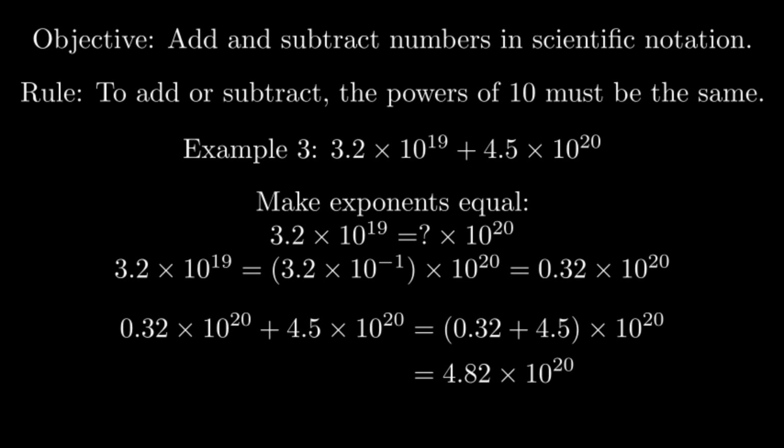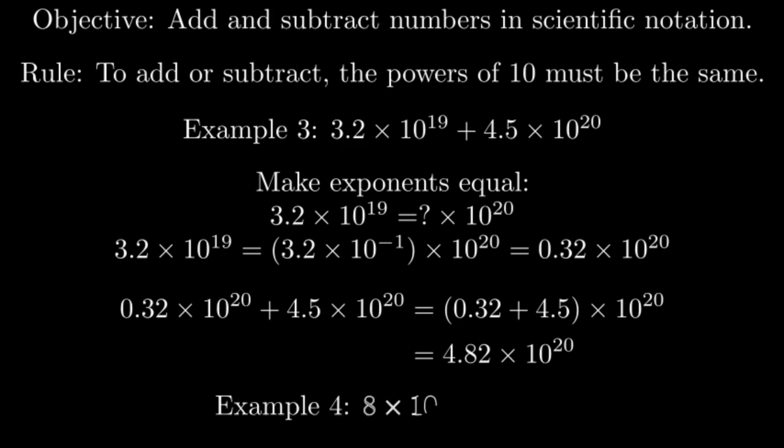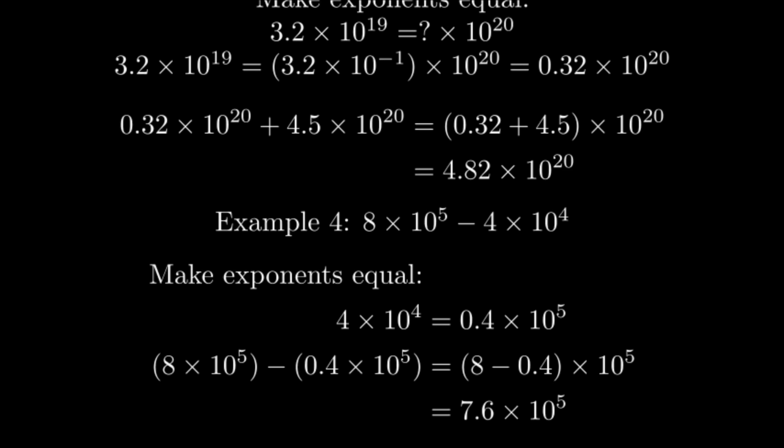The same exact principle applies to subtraction. Let's do a quick subtraction example. Consider 8 times 10 to the 5th minus 4 times 10 to the 4th. Again, the exponents are different. We'll convert the smaller one, 10 to the 4th, to match the larger one, 10 to the 5th. 4 times 10 to the 4th is the same as 0.4 times 10 to the 5th.